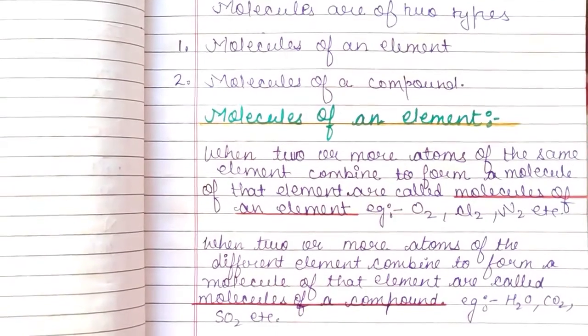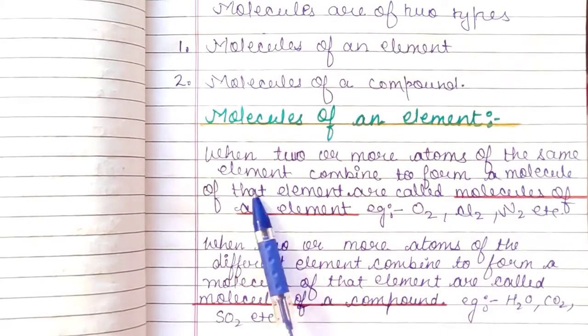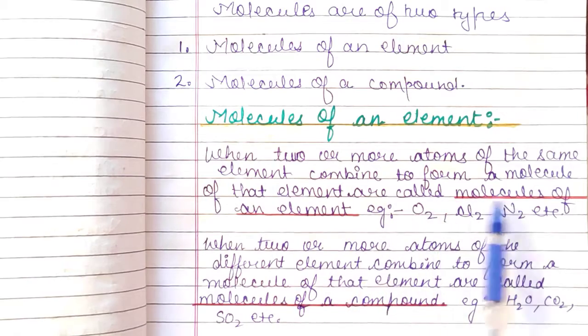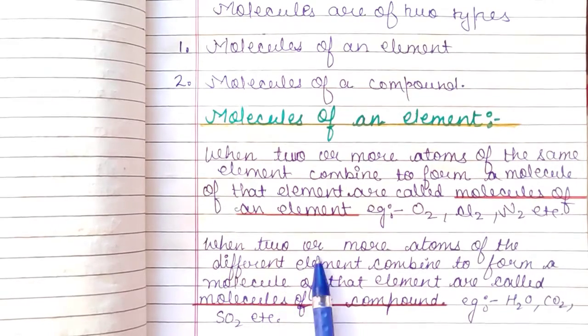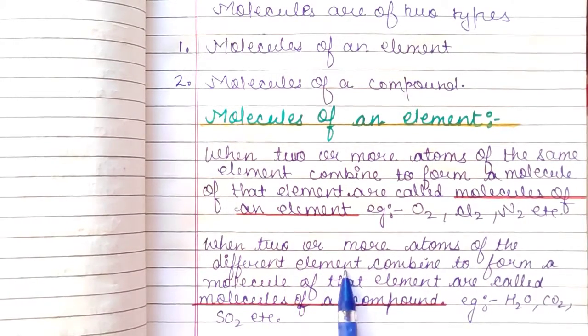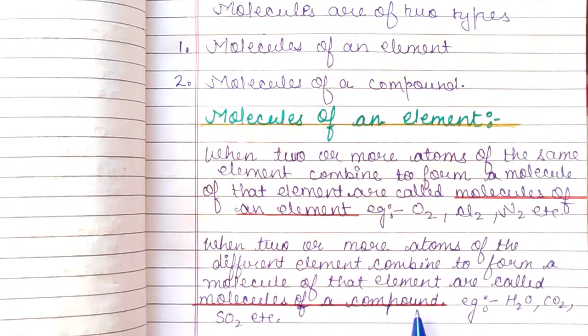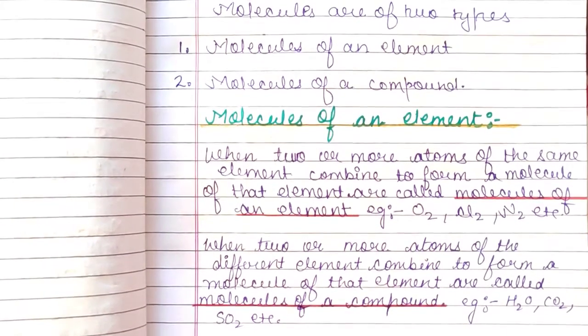So what are molecules of an element? Students, when 2 or more atoms of the same element combine to form a molecule of that element, they are called molecules of an element. Example, O2, Cl2, N2, etc. Whereas when 2 or more atoms of different elements combine to form a molecule, they are called molecules of a compound. Example H2O, CO2, SO2, etc.